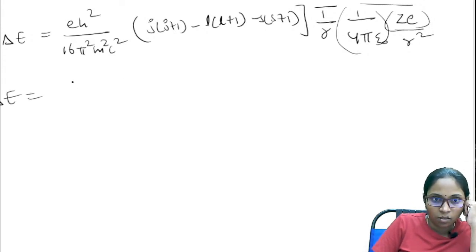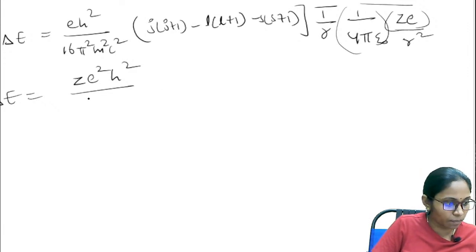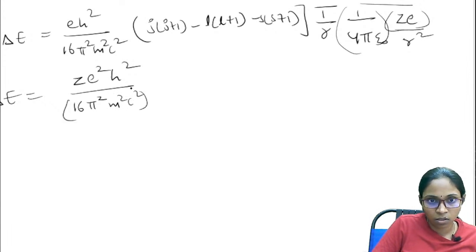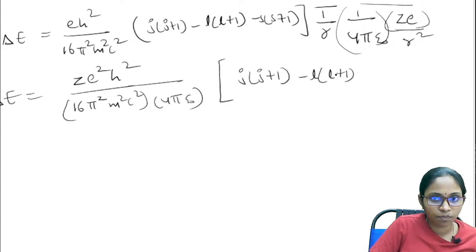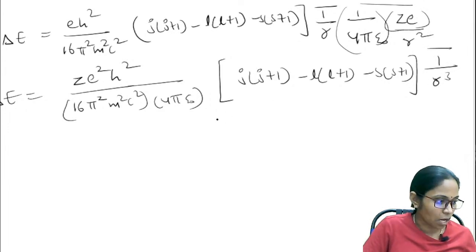That is, e into Ze square h square by 16 into 4, writing separately, 16 pi square m square c square into 4 pi epsilon naught into j into j plus 1 minus L into L plus 1 minus S into S plus 1 into 1 by r into r square is r cube. Just take the average of this r.